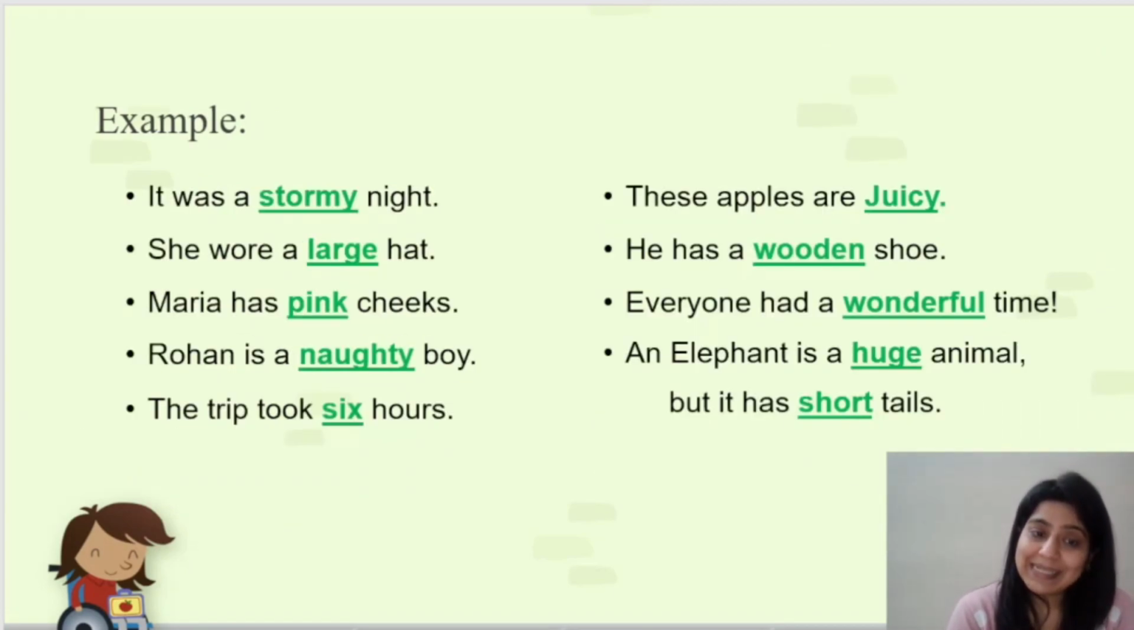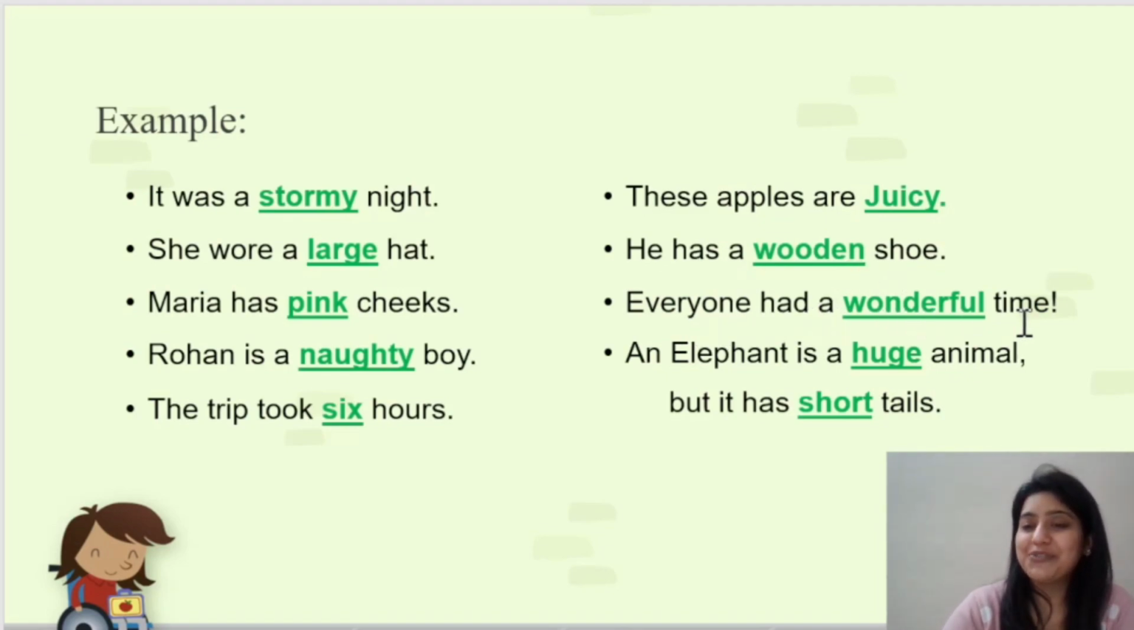Some adjectives in sentences. It is a stormy night. Here the word stormy is an adjective. She wore a large hat. Maria has pink cheeks. Rohan is a naughty boy. The trip took 6 hours. These apples are juicy. He has a wooden shoe.